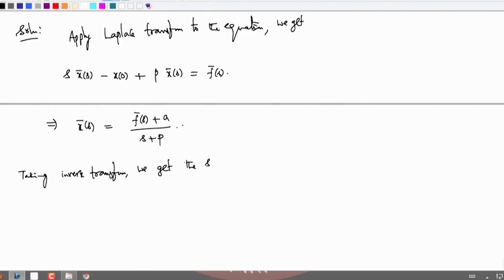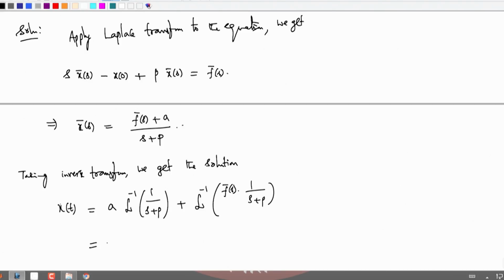Get the solution x of t. On the left hand side, if you take the inverse Laplace transform, you get x of t. On the right hand side, a is a constant, so a comes out, and you have the Laplace inversion of 1 by s plus p, plus the Laplace inversion of f bar of s times 1 by s plus p.